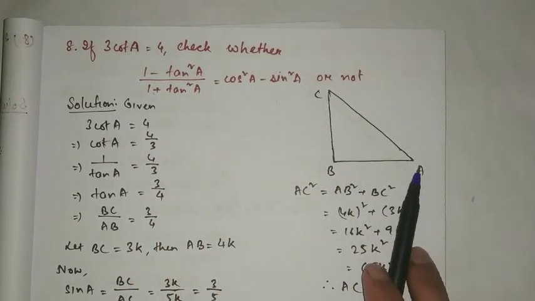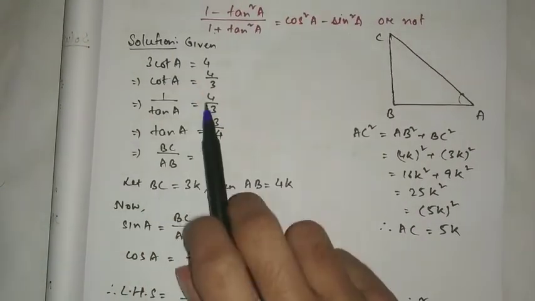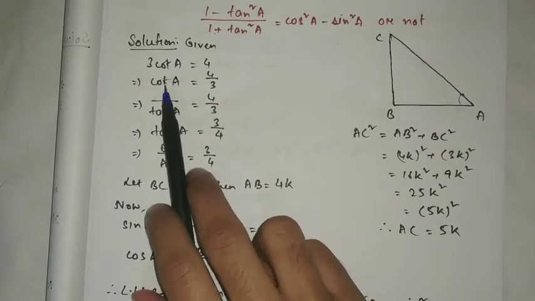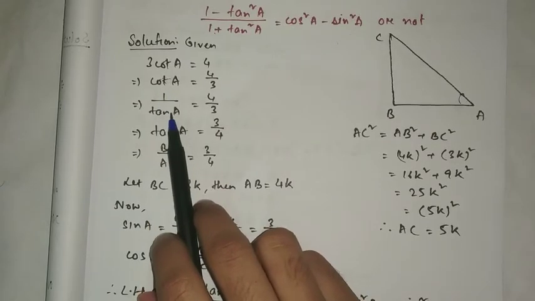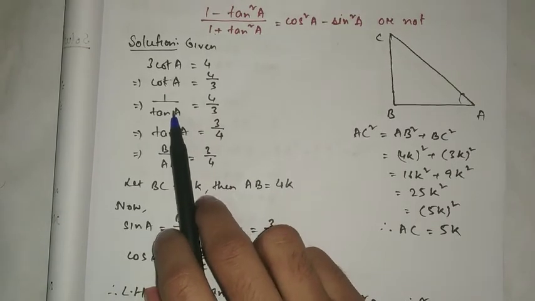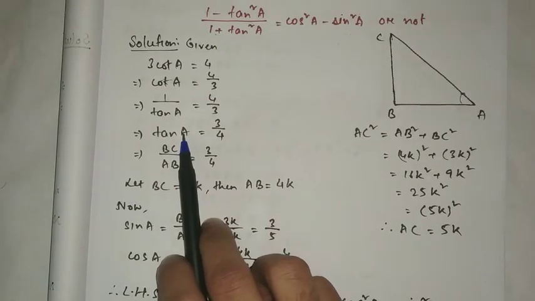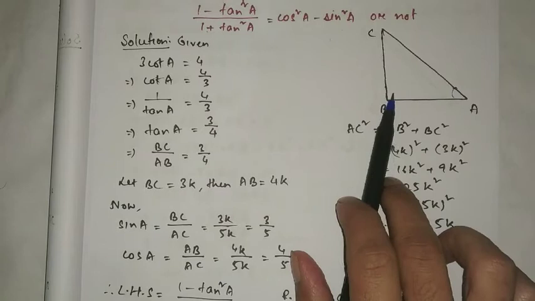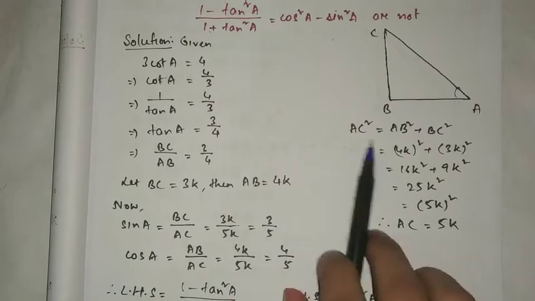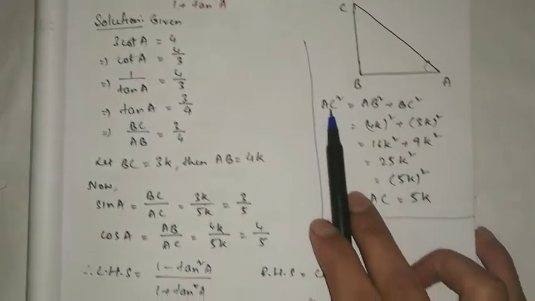We take the angle A here for the sake of our convenience, and we solve this given equation, that is 3 cot A is equal to 4. We find cot A is equal to 4 by 3, and cot A is nothing but the reciprocal of tan A, so cot A is equal to 1 by tan A, and we get tan A as 3 by 4. Tan A is nothing but perpendicular by base. The perpendicular here is BC and the base is AB. So we can take BC as 3K and AB as 4K, and then we apply the Pythagoras theorem in this triangle to determine the value of AC.